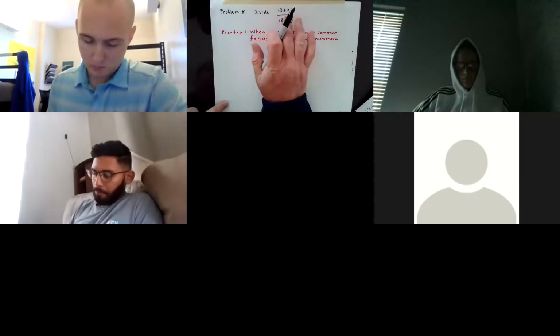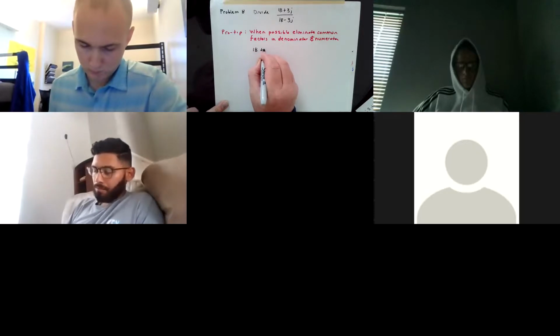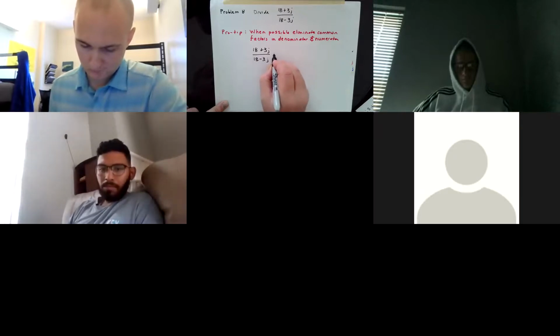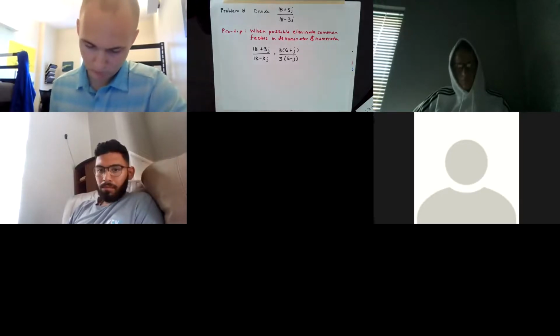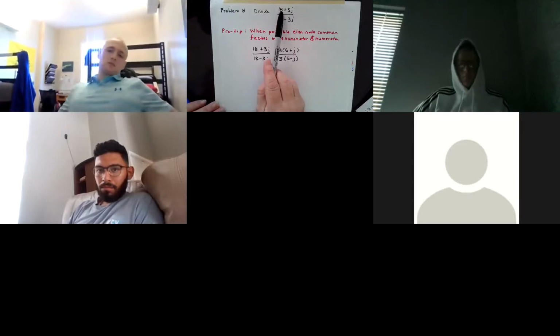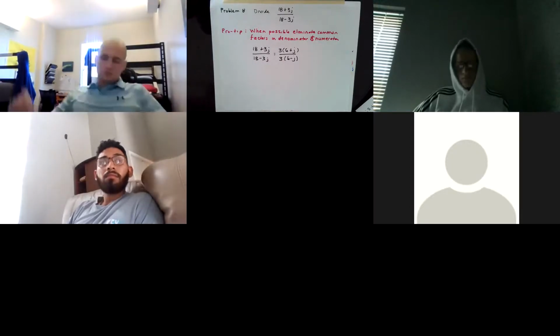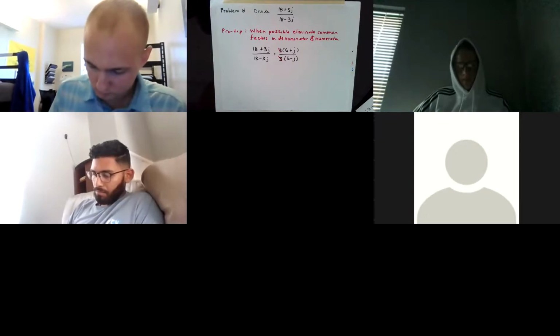Well, if I look at the numerator, there's a common factor of 3 in both terms, right? So what I notice is I can factor a 3 out of the top. And I can factor a 3 out of the denominator. So you have to make sure that you can take the same factor out of every term, right, in order to cancel it. So we can go ahead and do that. And now we're working with a simpler problem. It's the same problem. It's exactly equal, but it's simpler, right?